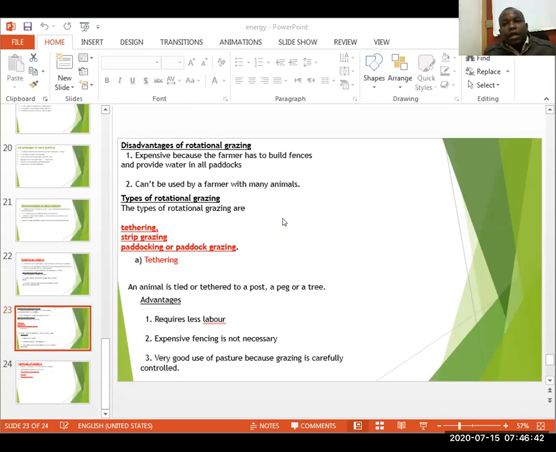Paddocking involves use of a permanent fence. And when you look at the three types of rotational grazing, the most expensive is strip grazing because it involves use of an electric movable fence, and you know how expensive it is to install electricity. That is what you need to know about rotational grazing.